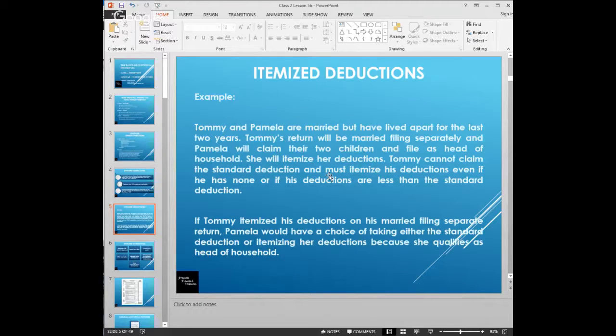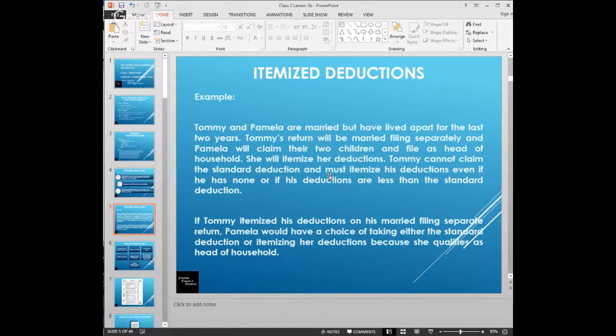If Tommy itemized his deductions on his married filing separate return, then Pamela would have a choice of taking either the standard deduction or itemizing her deductions because she qualifies as head of household. One of the things that is a requirement is if you're married filing separately, the tax form does ask, is your spouse itemizing? If your spouse is itemizing, you as someone married filing separately are forced to itemize.